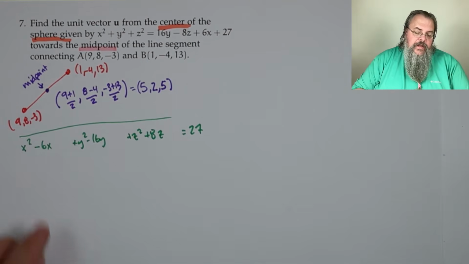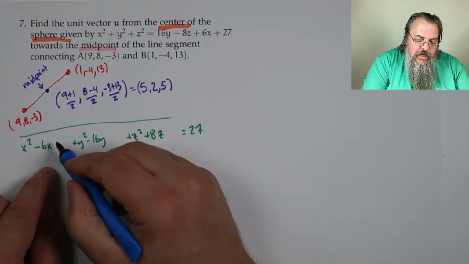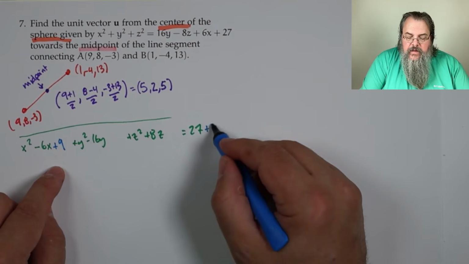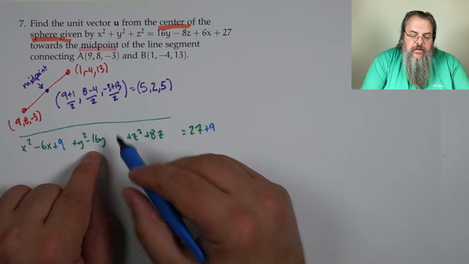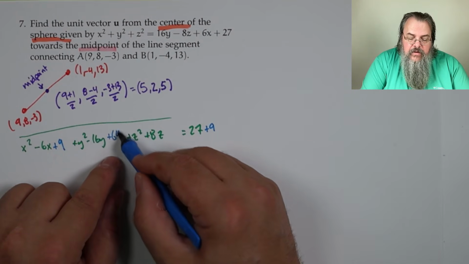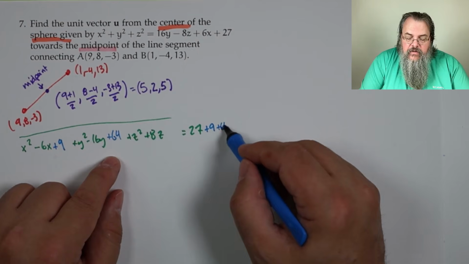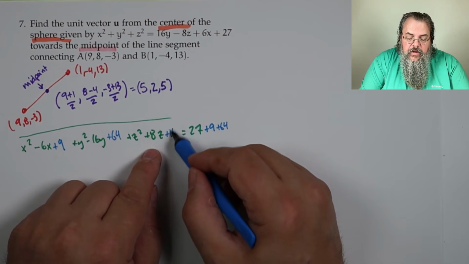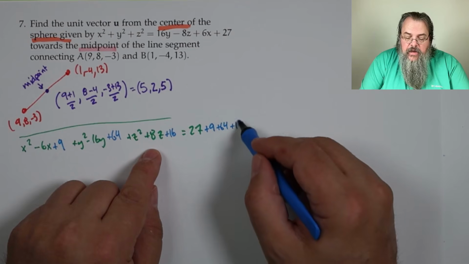First term, -6 divided by 2 is -3. Square that, add 9. And you would add 9 over here. -16 divided by 2 is -8. Square that, you add 64. So we'll add 64 there. 8 divided by 2 is 4. Square that gives you 16. So add 16 there.